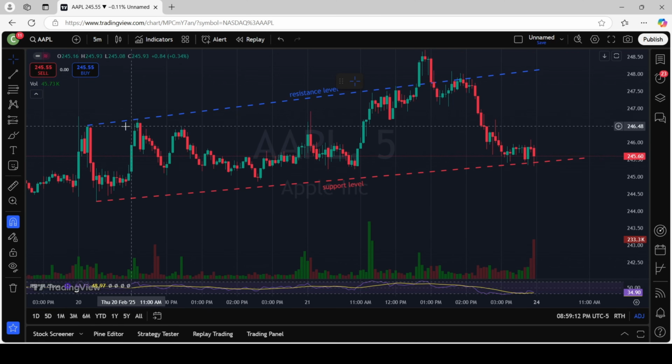Okay? This is called a resistance and support level. We use trend lines to find these resistance and support levels. Write that down. We use trend lines to find resistance and support levels. Okay? Let me take that off. I'll give it a second so y'all can screenshot that.